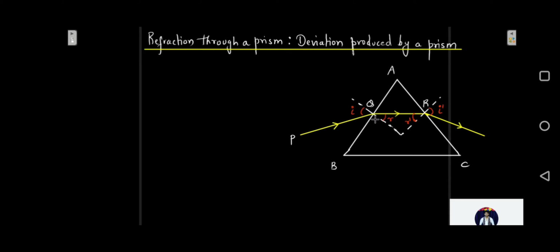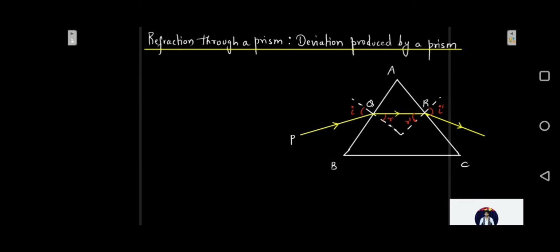So what is happening over here? Ray PQ is made incident on the first refracting face of the prism, that is AB. It experiences a refraction. It bends towards the normal since it is going from rarer to denser medium. It again experiences a refraction at the second refracting face of the prism, that is AC. Since it is going from a denser to rarer medium, it would bend away from the normal. So this is how the process is.